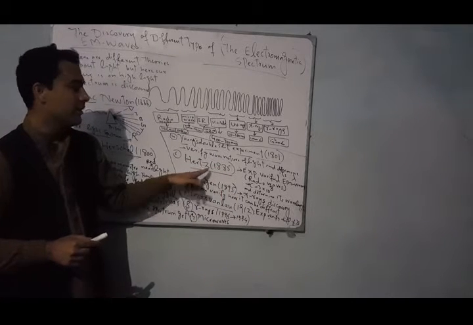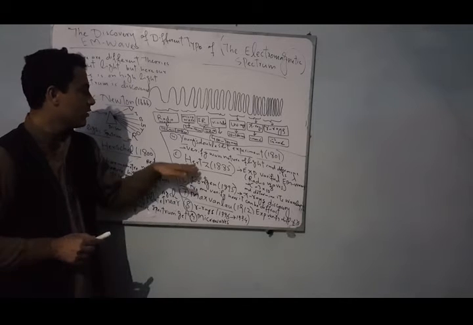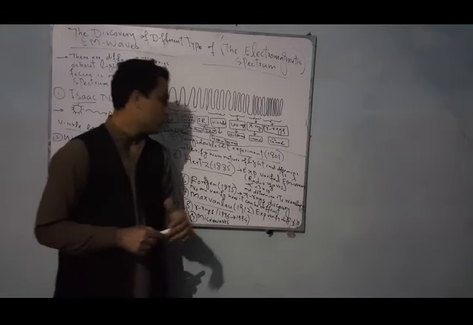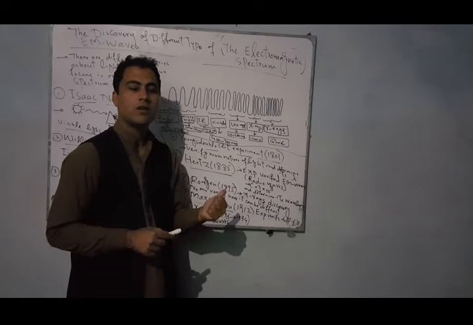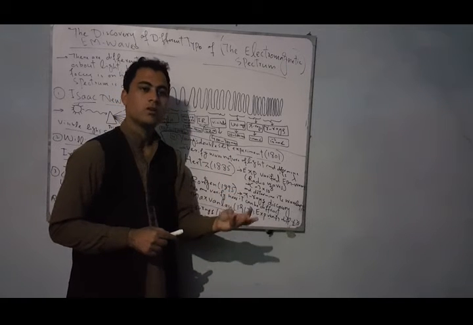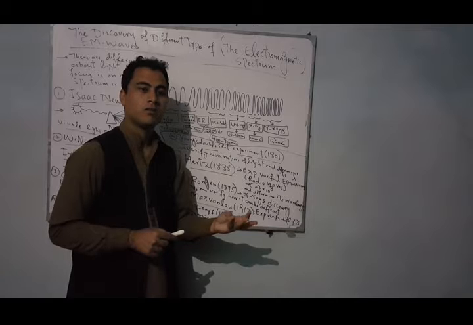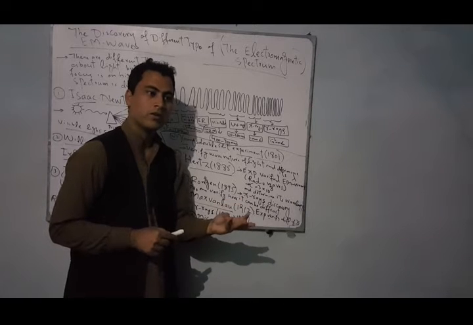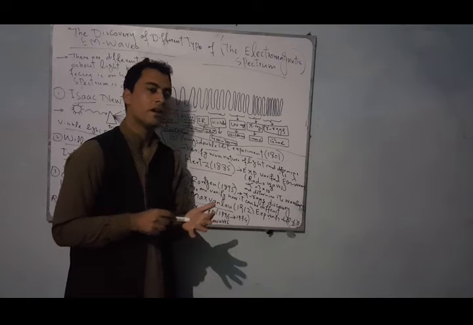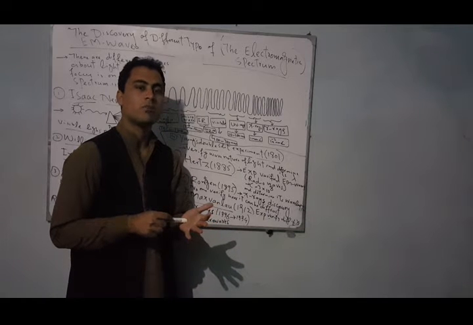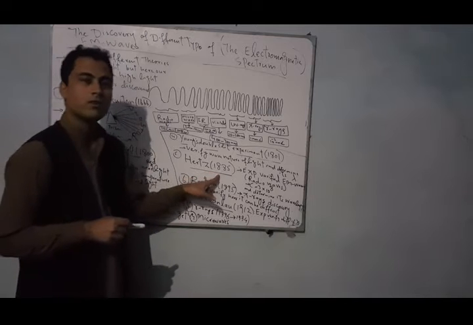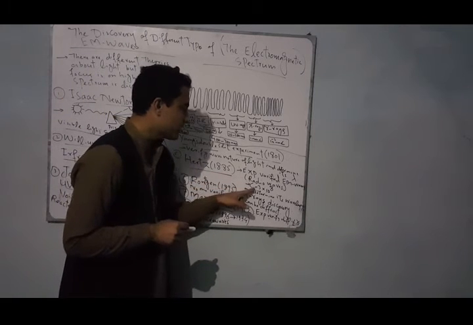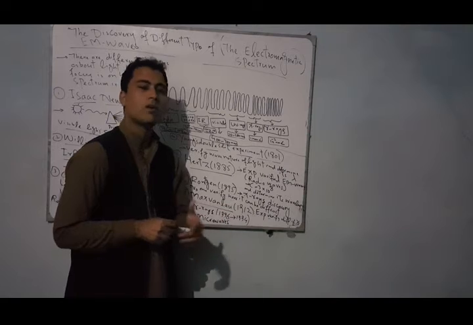After that, in 1885, Heinrich Hertz came, who experimentally verified the theoretical prediction of Maxwell's electromagnetic theory. Maxwell theoretically predicted that light has a speed of 3 × 10^8 meters per second, and this was experimentally verified by Hertz, who measured the speed of light as 3 × 10^8 meters per second.